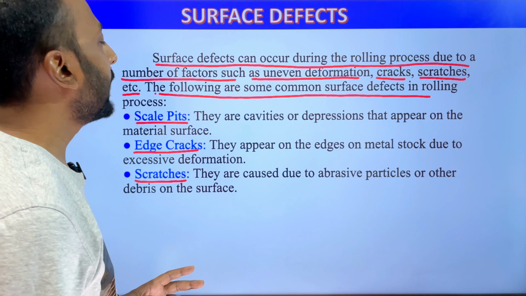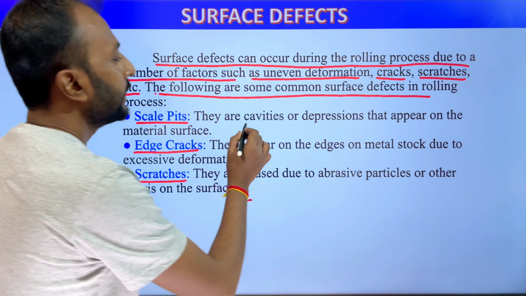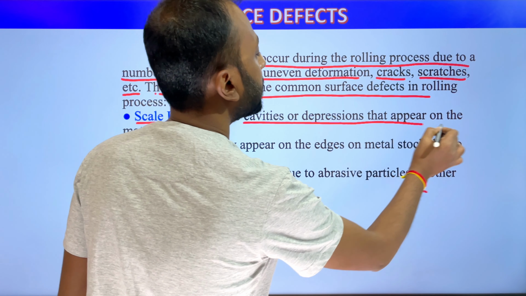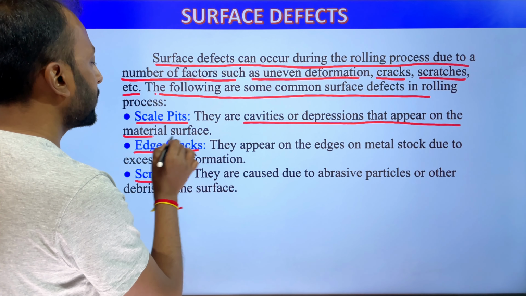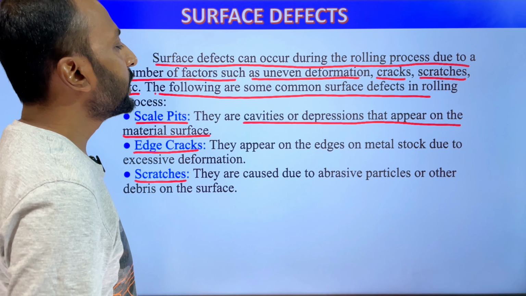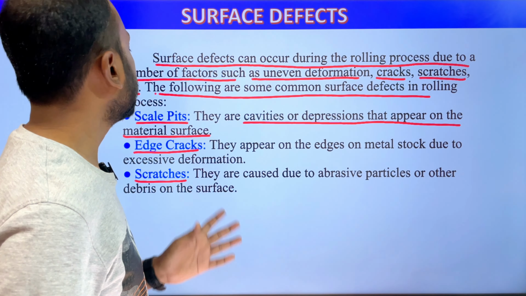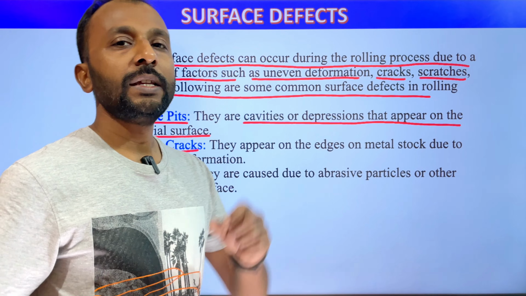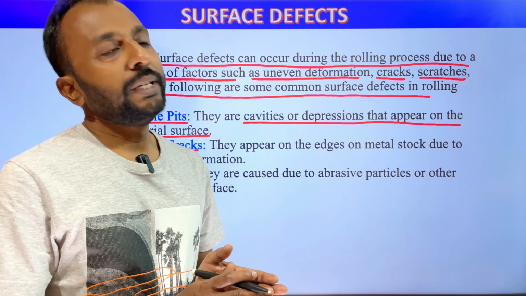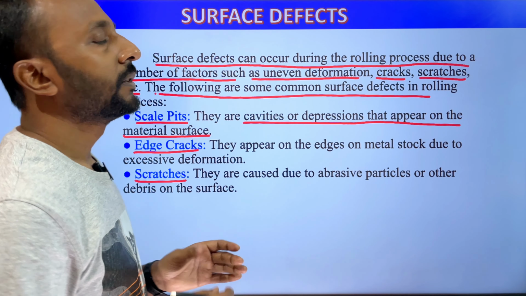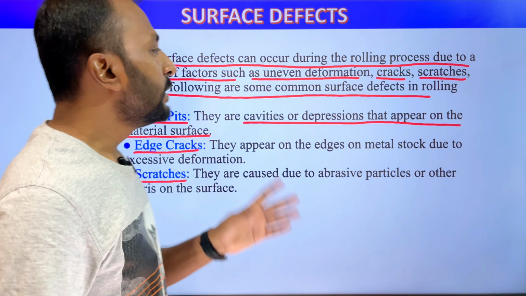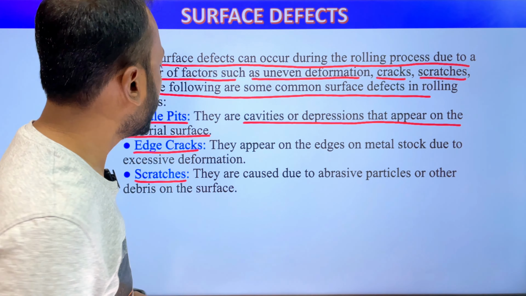So what are scale pits? Scale pits are cavities or depressions that appear on the material surface. Little scars appear on the rolled product. This is scale pits. It may be small in length or bigger in length. It is due to the cavities and depressions that appear during the rolling process.